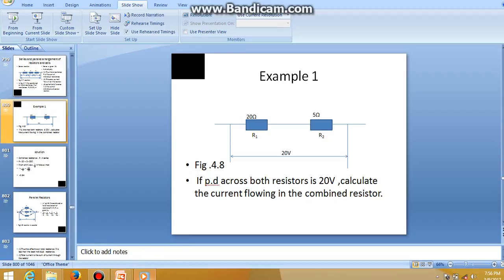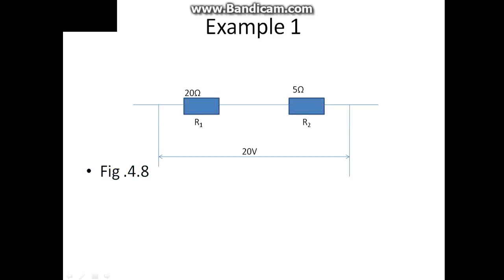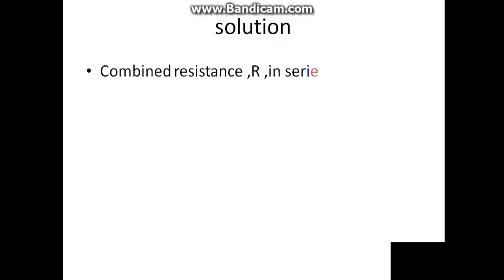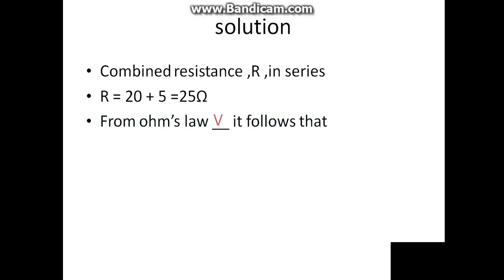Example 1. Figure 4.8 shows two resistors, 20 ohms and 5 ohms, in series. If the PD across both resistors is 20 volts, calculate the current flowing in the combined resistor. Solution. Combined resistance R in series: R is equal to 20 plus 5, which equals 25 ohms. From Ohm's law, V over R, it follows that I is equal to V over R, which is equal to 20 over 25, which will give us 0.8 ampere.